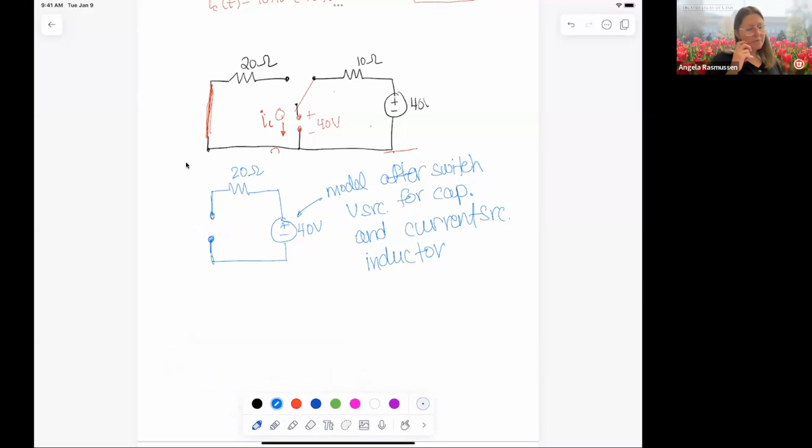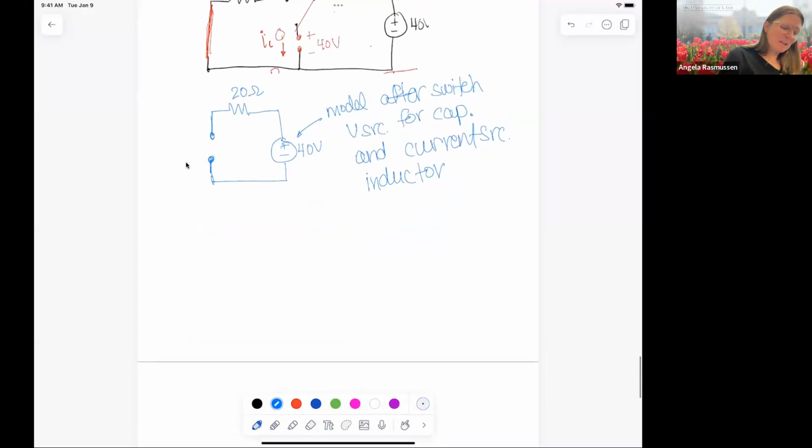But that 40 volts is applied across that, and over time it does have a shift in the current through the inductor. I don't know, maybe this example wasn't an easy one to see this, but it does affect that inductance. If it wasn't there, it would be a short, or if it was just a wire there, your value across the 20 ohms is going to change.